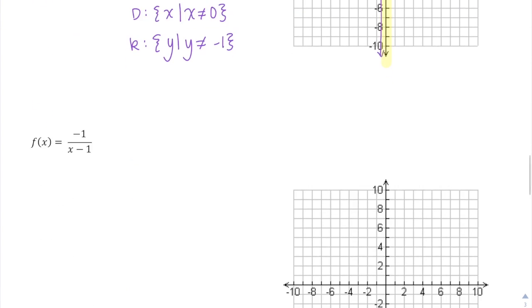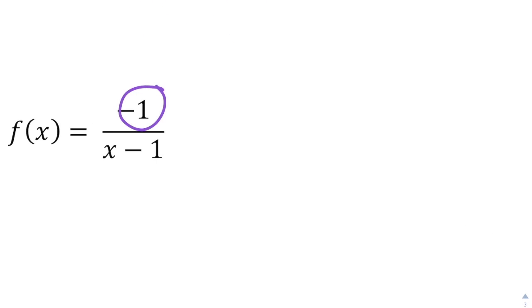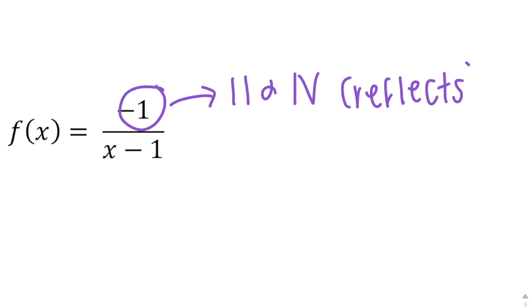That's it. Okay, taking a look at this one. This -1 tells me it's going to now be not in quadrants 1 and 3, but now it's going to be in quadrants 2 and 4. So it flips, it reflects. And you could say reflects across the x-axis. You could say reflects across the y-axis. A negative in the numerator is the same thing as a negative in the denominator.